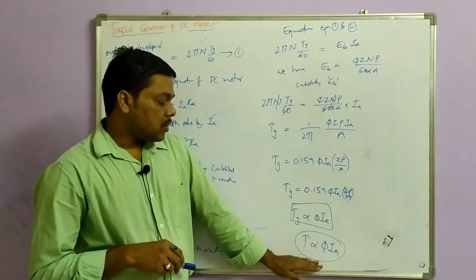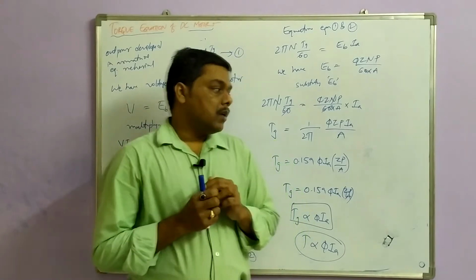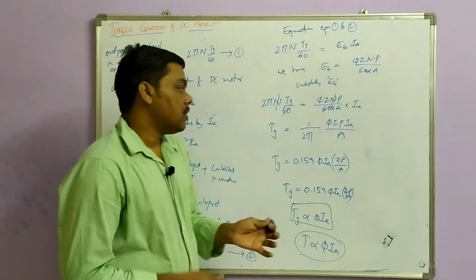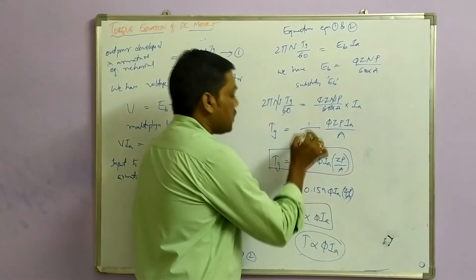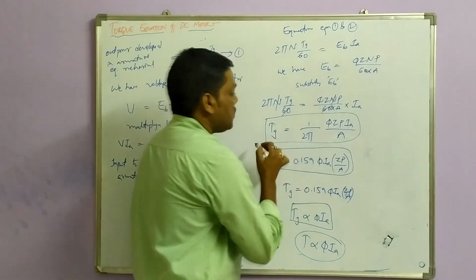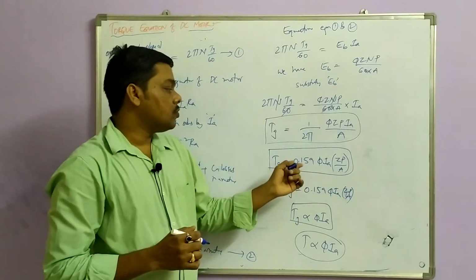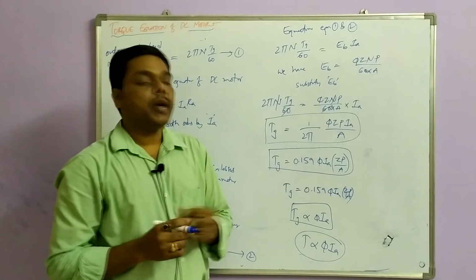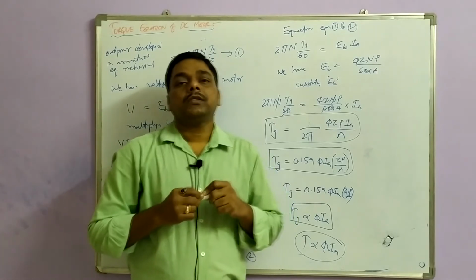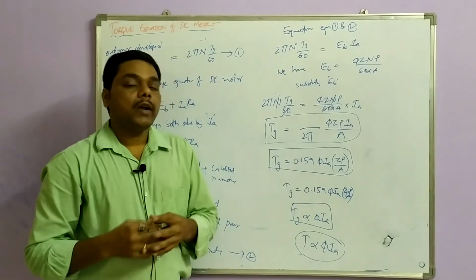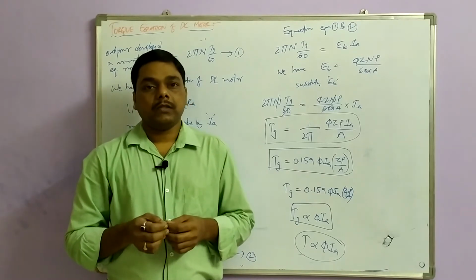So this torque depends upon flux and armature current. Now this is the formula for torque of a DC machine. So we can go for 1 by 2 pi Z P Ia phi by A, otherwise Tg equal to 0.159 into phi into Ia into ZP by A. So this is a very important formula while calculating the numerical problems on DC motors.